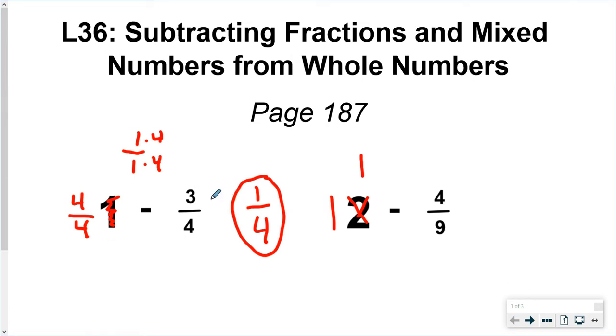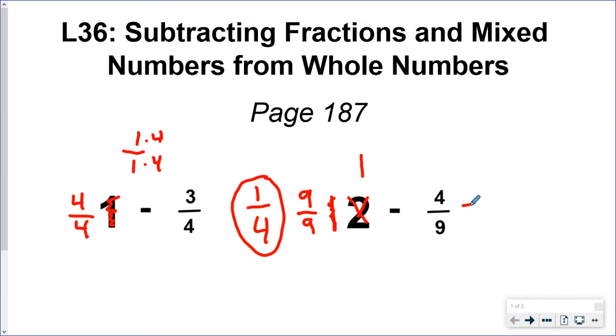Now, it's just like this problem over here where I want to take 1 minus 3/4. So now I'm taking 1 minus 4/9. And again, I want to get the denominators to be the same number. And since this denominator is already 9, I'm going to change this 1 to 9 over 9. Remember, anytime the numerator and the denominator are the same number, that means it's equal to 1. So now what I've done is I've changed this 1 to a 9/9.